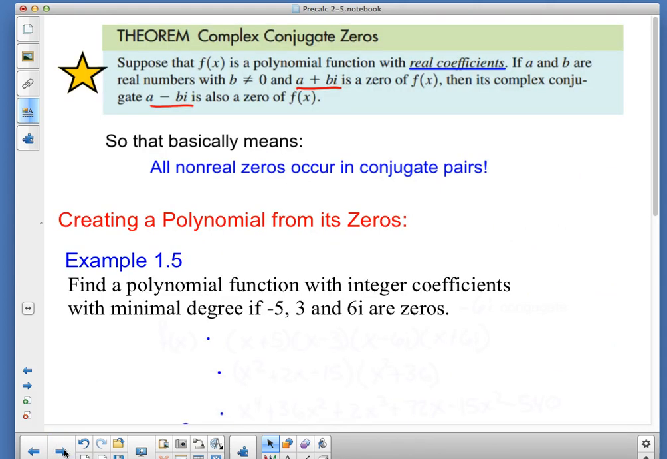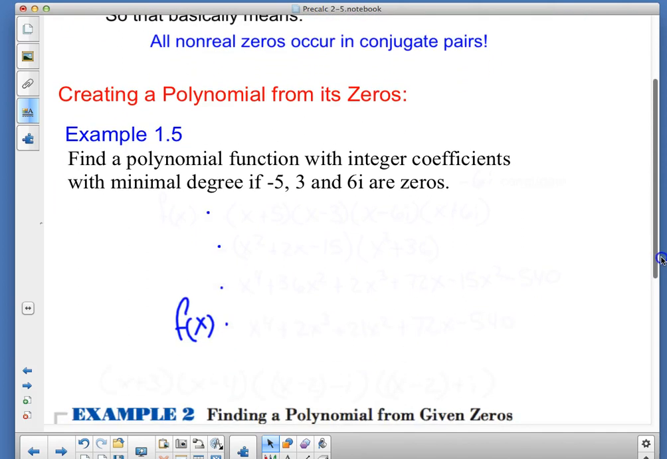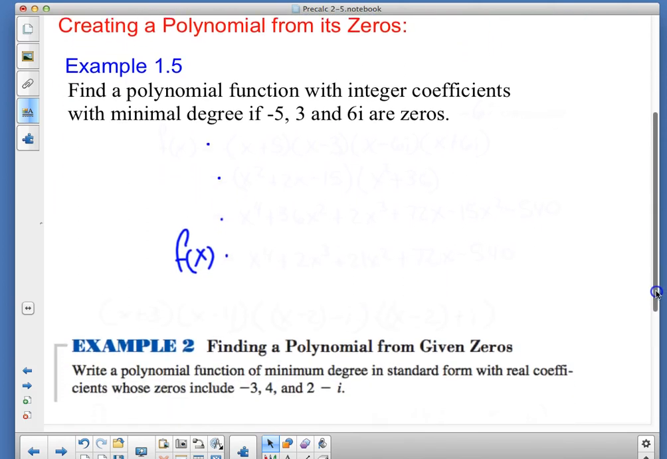So suppose that f of x is a polynomial function with real coefficients. And remember, this is about real coefficients. If a and b are real numbers with b not equal to 0 and a plus bi is a 0 of f of x, then its complex conjugate, a minus bi, is also a 0 of f of x. Okay, they come in pairs, just like the square roots, just like the other ones that we've been working with. So basically all non-real zeros occur in conjugate pairs.